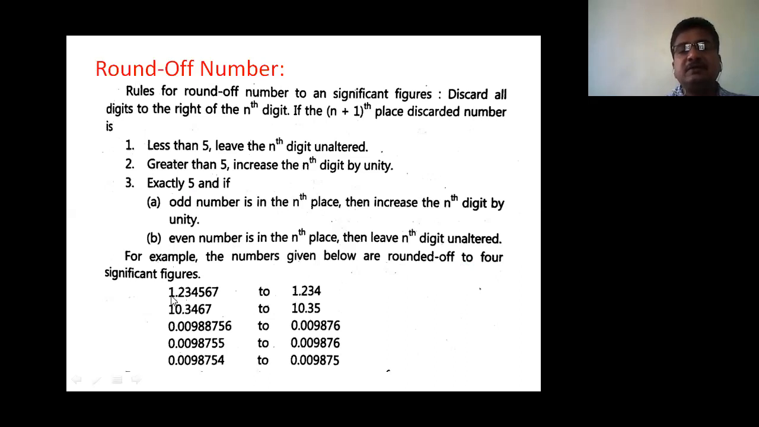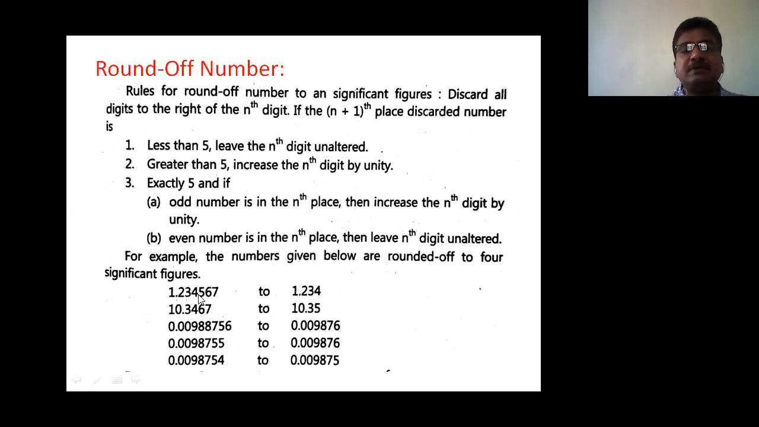So if you count the significant figures in this number, how many significant figures are in this number? 1, 2, 3, 4, 5, 6, 7. So there are 7 significant figures in this number, and we have to round this number to 4 significant figures. That is 1, 2, 3, 4. So up to this, we have the 4 significant figures, and so we have to discard the afterward digits. That is 5, 6, 7. We have to remove, to delete this 5, 6, 7 from this number.